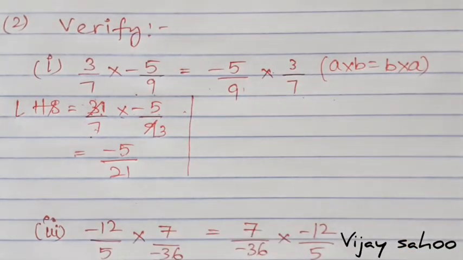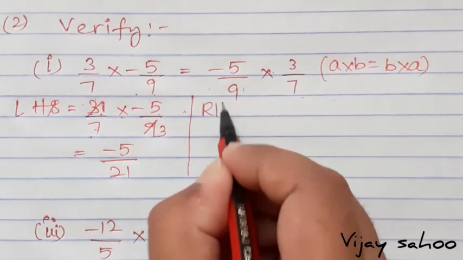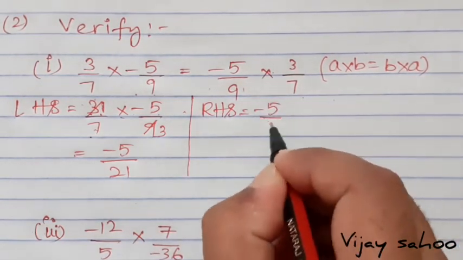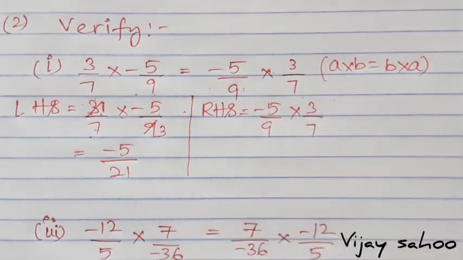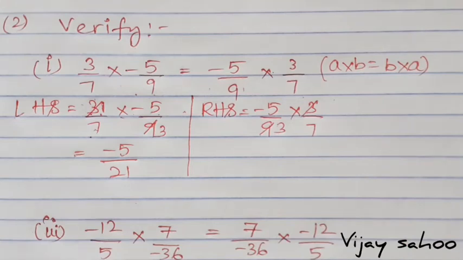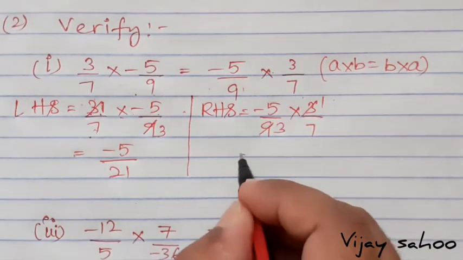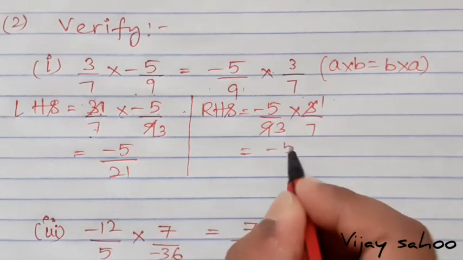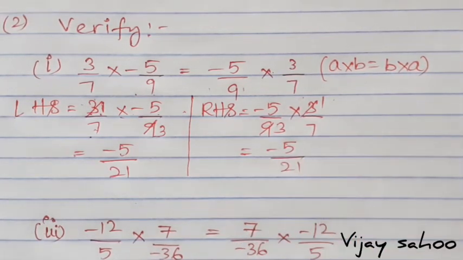Now I'll try to solve the right hand side. So what will be the right hand side value? Right hand side is minus 5 by 9 into 3 by 7. So again a cancellation is possible here. So it is minus 5 by 3 now, and it is 1 by 7. So numerator and numerator will be multiplied. It will be written as minus 5 by 21.